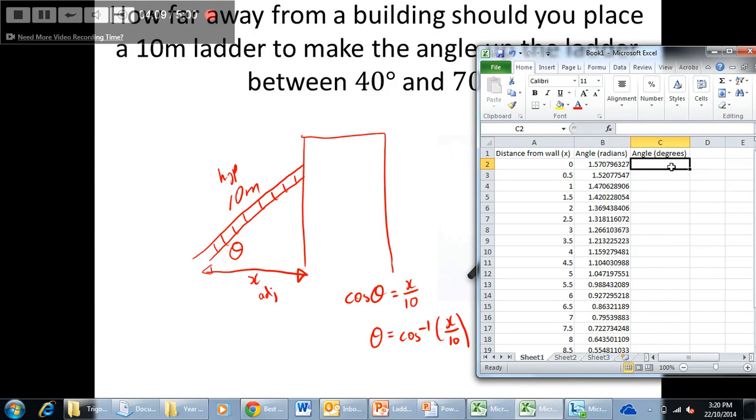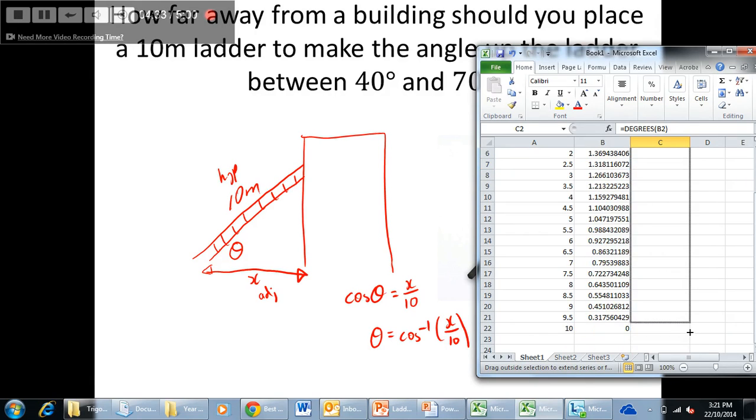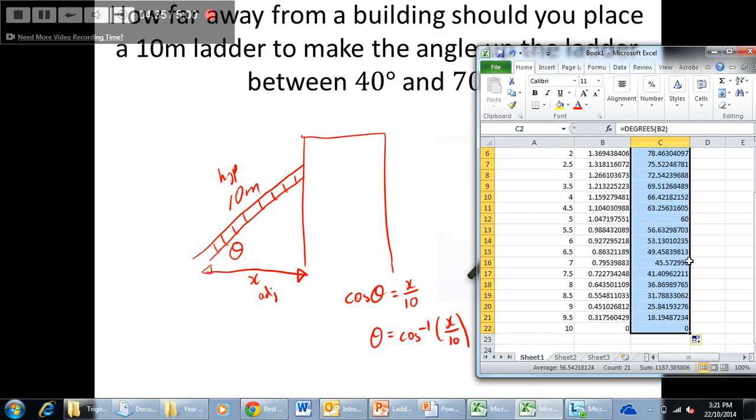Okay, there's a few different ways to convert, but the easiest one on Excel is just to put degrees, open the function and put in the angle that we want to convert to degrees. So I want to convert this to degrees, close the bracket, 90 degrees. So if I'm 0 from the wall, I'll have to climb up 90 degrees, which makes sense. And I can drag all of these solutions down. And we've got a range here.